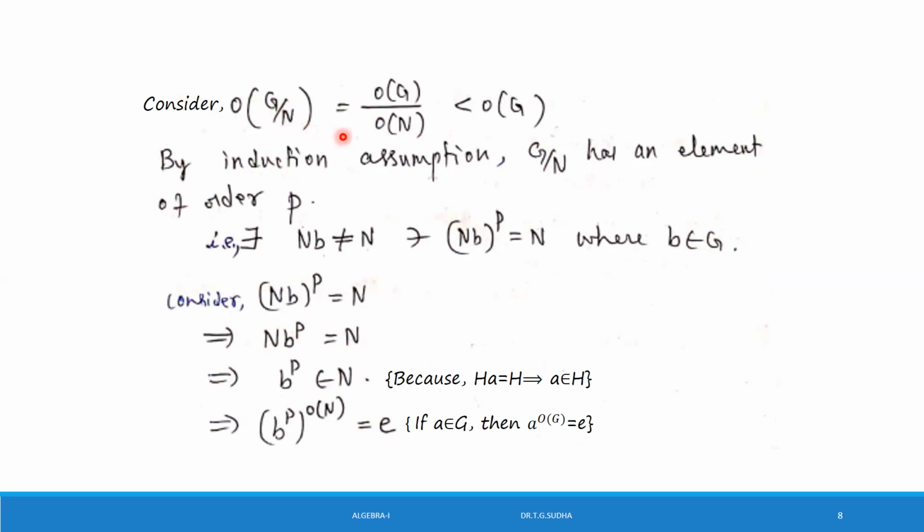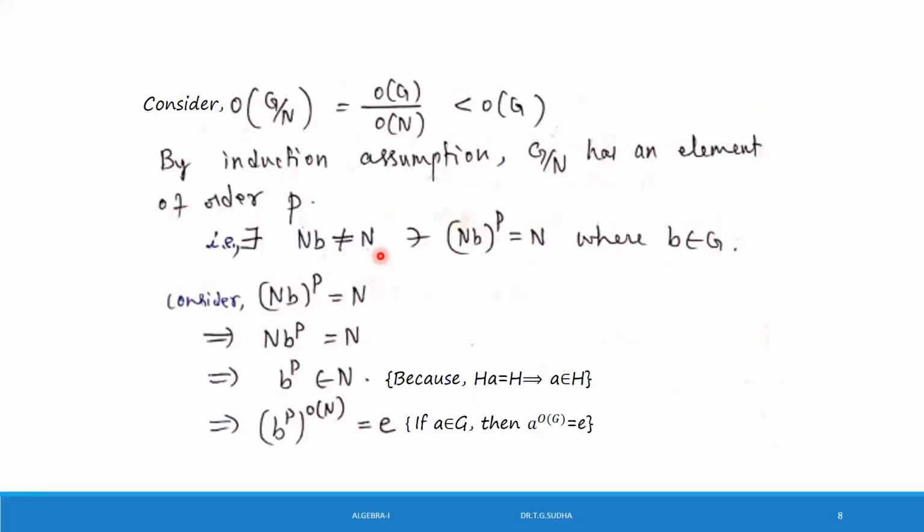So now let us consider what is the order of G by N. By Lagrange's theorem, we know that the order of G by N is the order of G divided by the order of N. And this quantity is strictly less than the order of G. So by the induction assumption, G by N has an element of order P. Let us assume that element to be NB, because G by N contains only the cosets. We can say that NB is one of the cosets which is not equal to E.